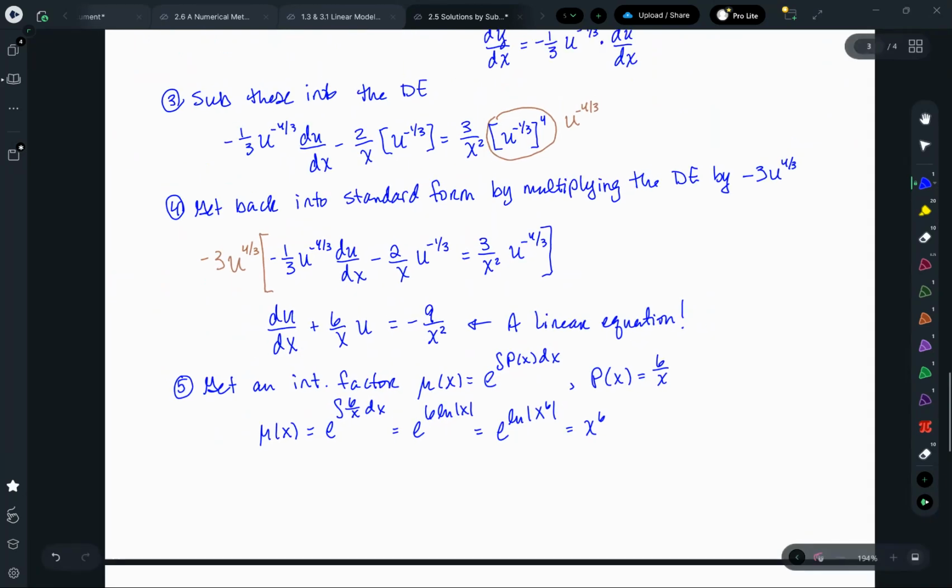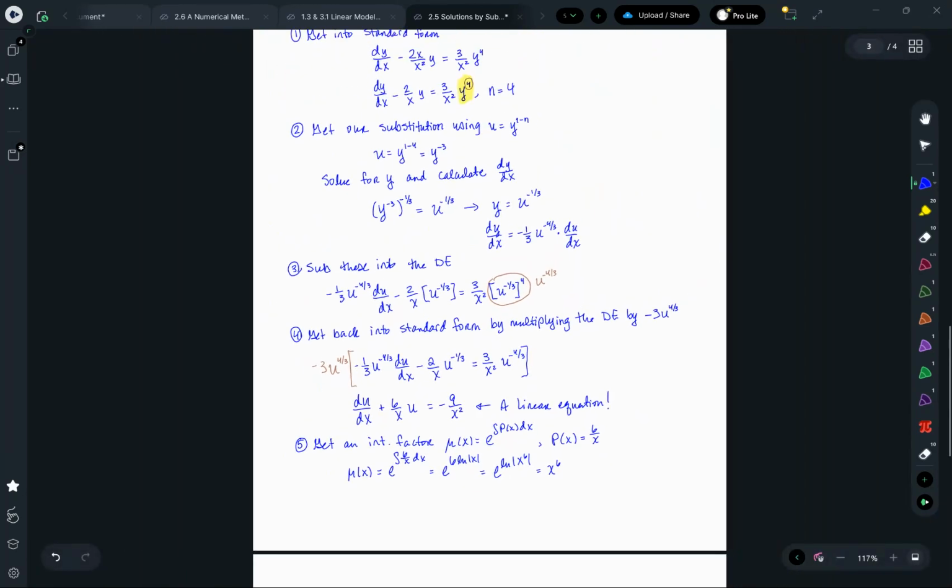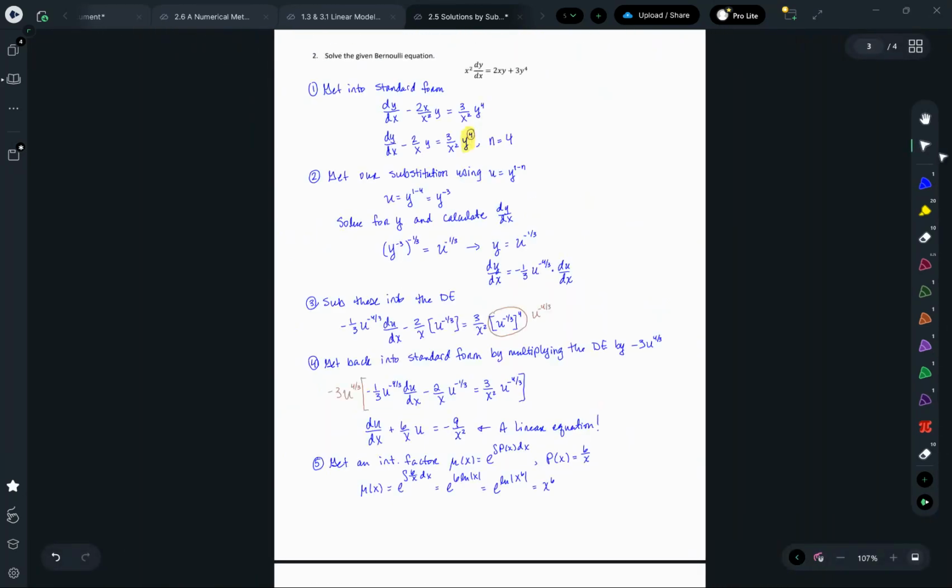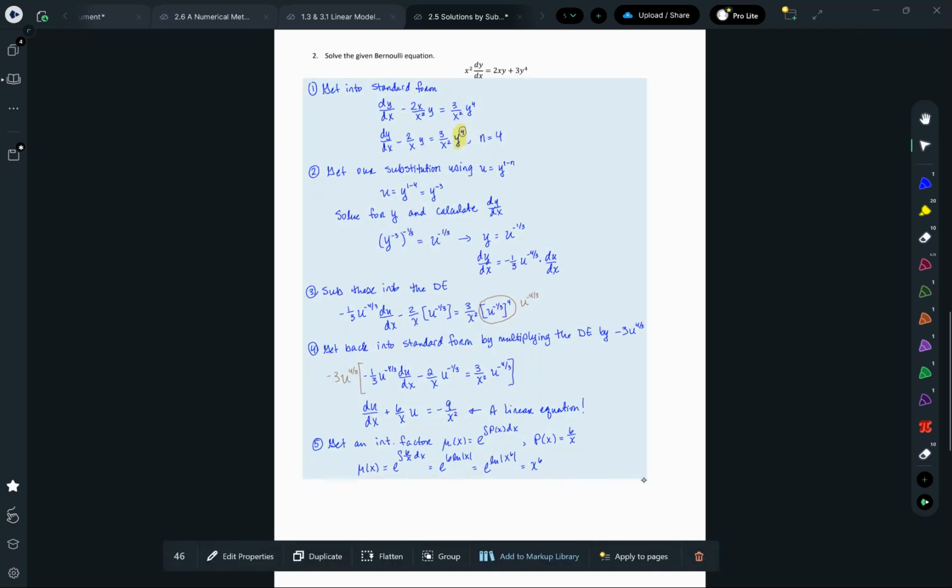Next step, hold on one moment while I shrink everything up a little bit so that I can fit my work in. We're almost done.